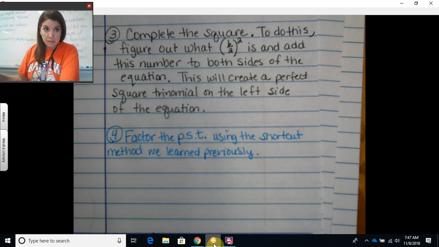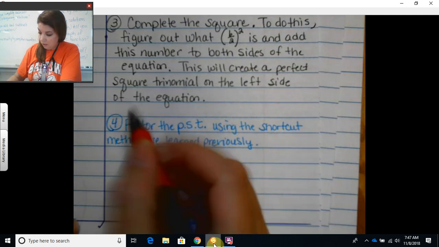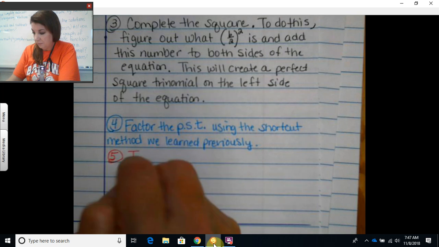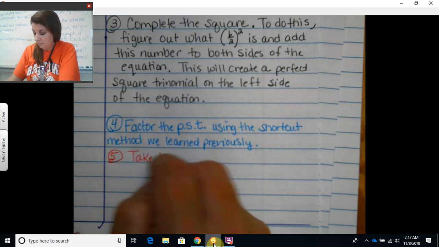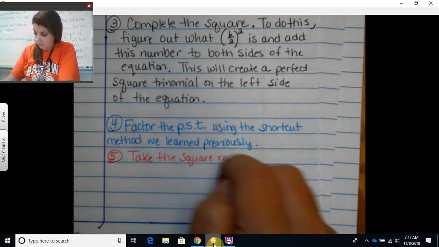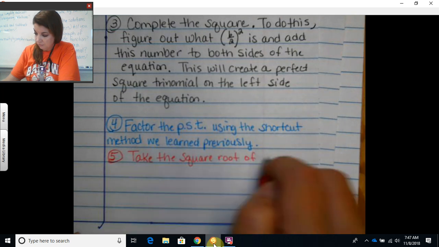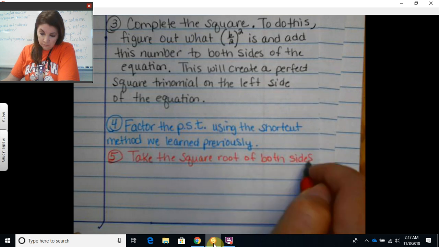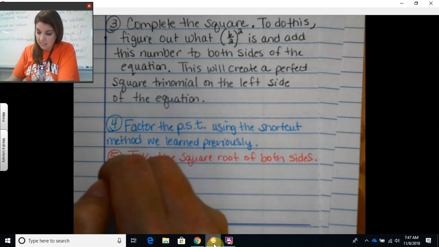Step 5. Running out of room. I'm not going to be able to skip lines anymore. Take the square root of both sides. Little star. Make sure to take the positive and negative square root of the right side.